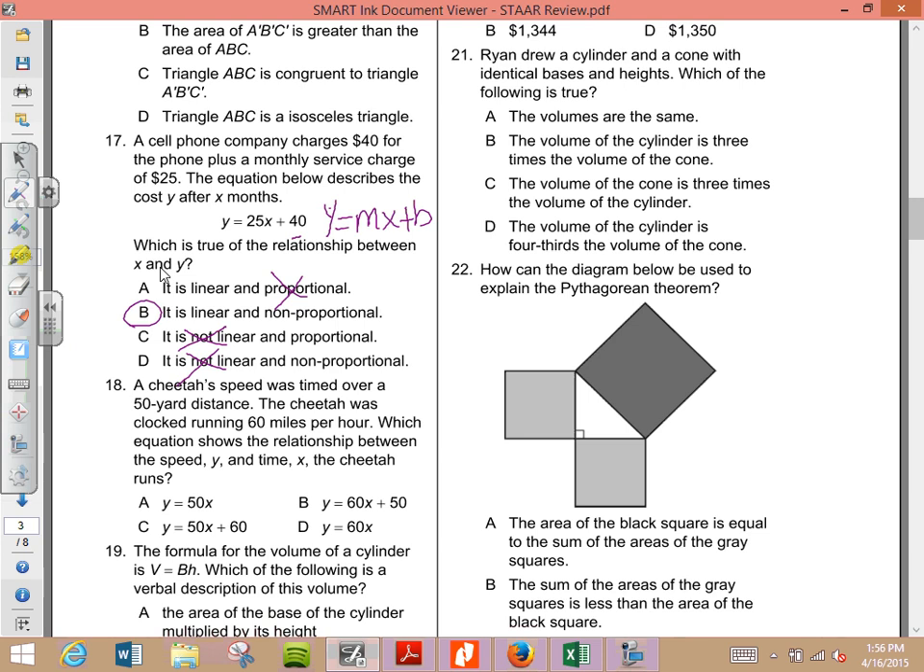All right. A cheetah's speed was timed over a 50-yard distance. The cheetah was clocked running 60 miles per hour. Which equation shows the relationship between the speed y and time x the cheetah runs? Which one is it? Why is it D?